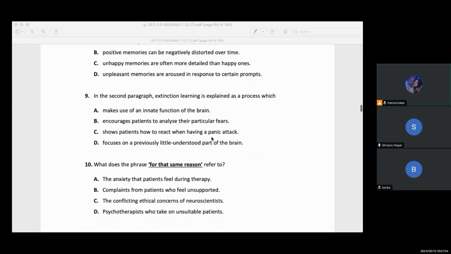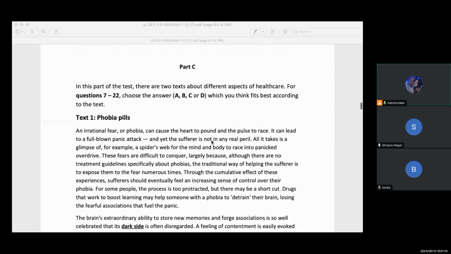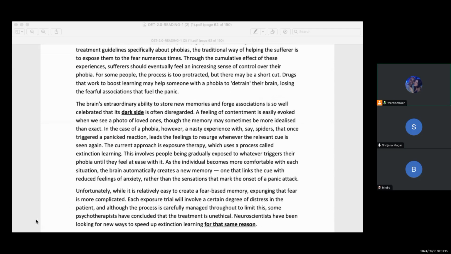In the second paragraph, extinction learning is explained as a process with... Extinction learning भनेको के हो भनेर सोधिरहेछ. त्यही second paragraphकै हो. You can take a bit longer. I'll give you a minute.